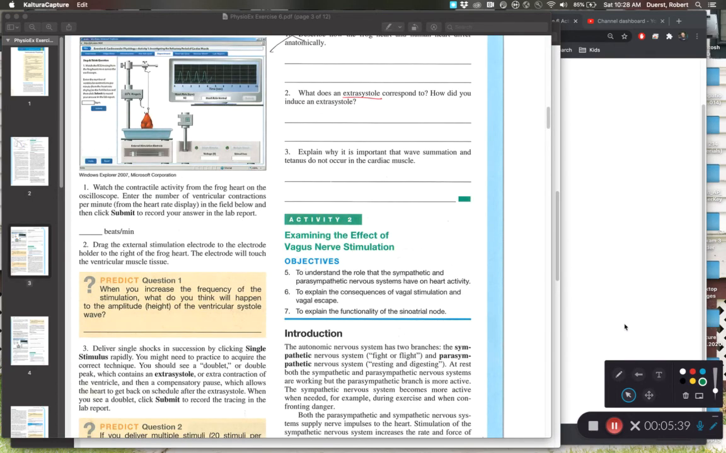Let's look on to question number 3. It asks, why is it important that wave summation and tetanus do not occur in cardiac muscle or cardiomyocytes? It doesn't take a rocket scientist to answer this one. If your heart cramps, if we have tetany of the heart so that the heart muscles just seize up and stop moving, then your heart stops pumping blood and you die. So it's important that we don't have wave summation and tetanus in cardiomyocytes because it kills you.